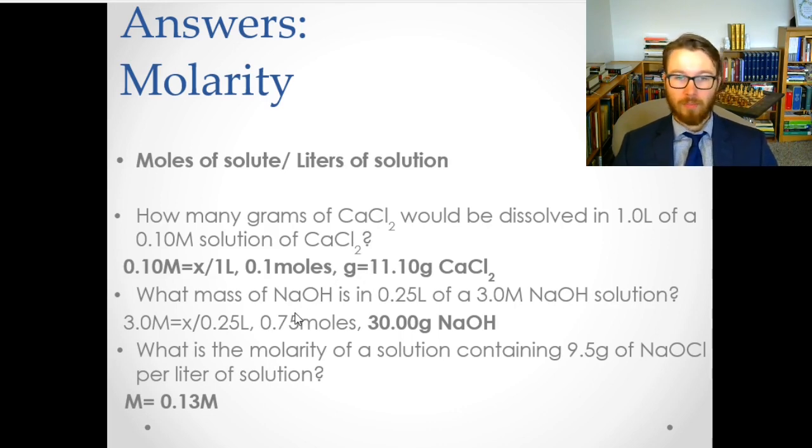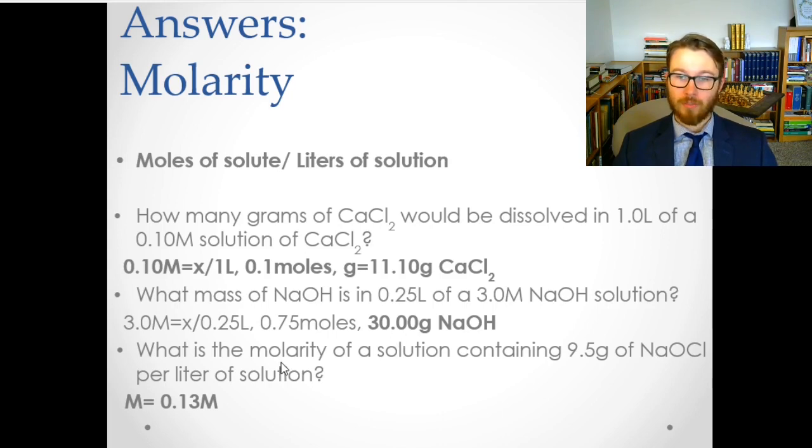Second, what mass of sodium hydroxide is in 0.25 liters of a 3 molar sodium hydroxide solution? Well, 3 molar equals x divided by 0.25 liters. So 3 times 0.25 equals x. X equals 0.75 moles. You can convert moles to grams by taking moles times the molar mass, right? So you get 0.75 moles times the molar mass of sodium hydroxide, 22.99 plus 16.00 plus 1.01, and you get an even 30.00 grams of sodium hydroxide. An even 30.